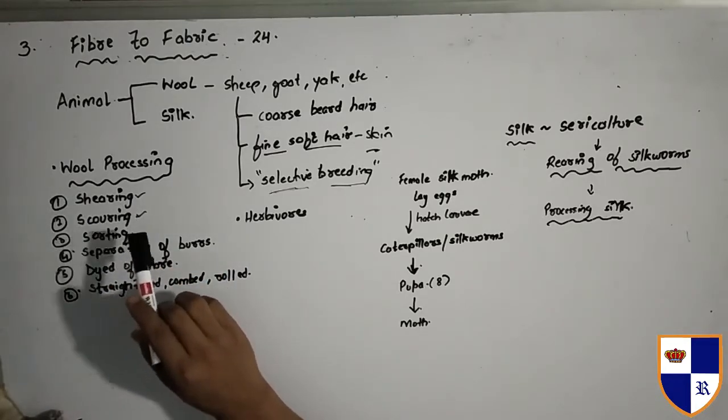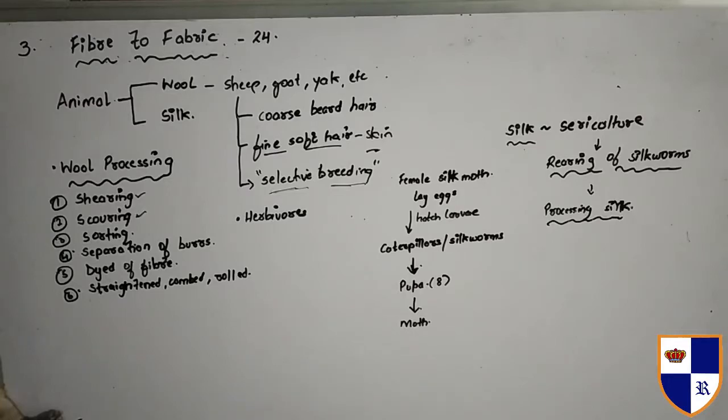of the process is known as shearing. And then in number 2 is scoring, which means they clean all those hair that they taken from the animal.